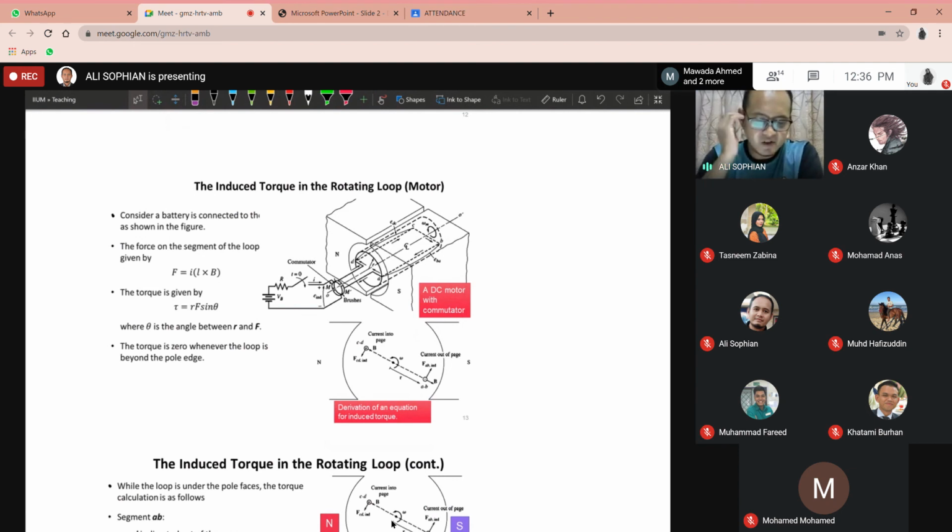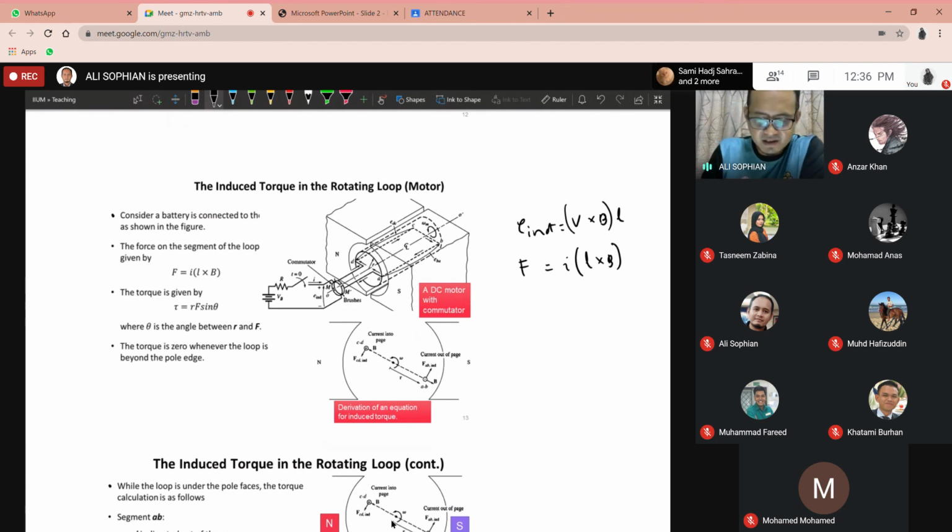It's just that now, instead of induced voltage equals V cross B dot L, the equation is now induced force equals I times, in brackets, L cross B. Later on, for the derivation, I will not go into too much detail.